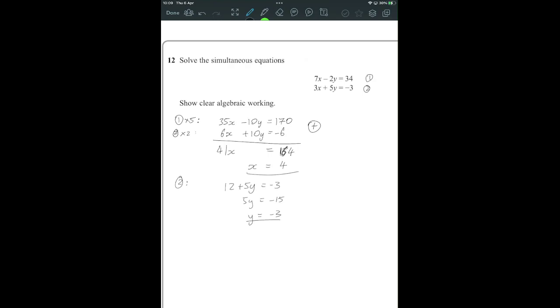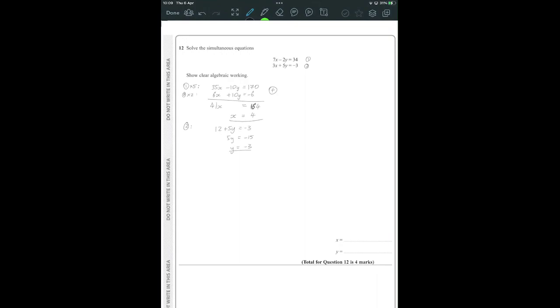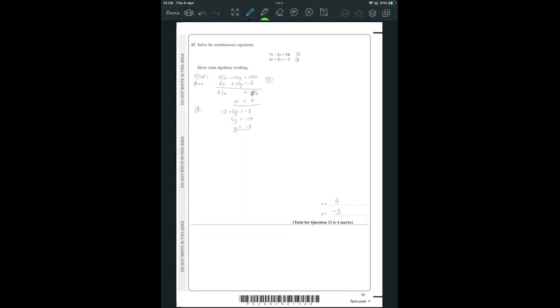I'm going to mentally check it still works in 1. 7 times 4 gives me 28, minus 2 lots of -3, that's subtracting off -6, 28 plus 6 does give the 34. Those two values work in both equations. I know they are correct.